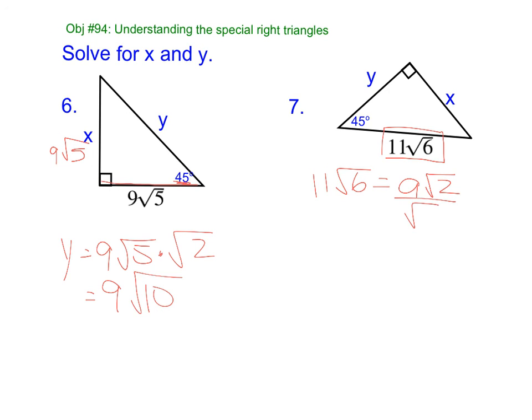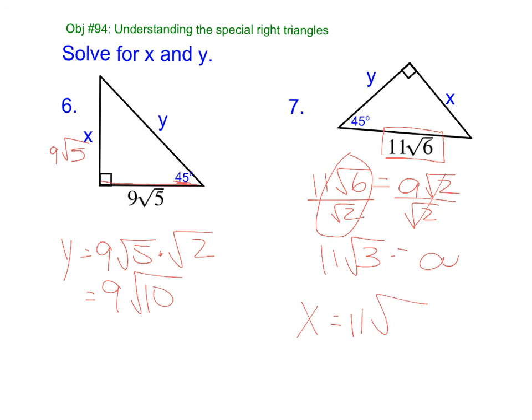This one's actually a little easier. Divide by root 2 on both sides. So because this has a root, both of these are under a square root, we're allowed to divide them. So 11 root 3. So x is 11 root 3, and y is 11 root 3. And that's it.